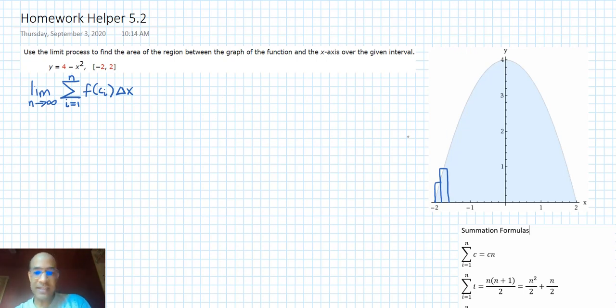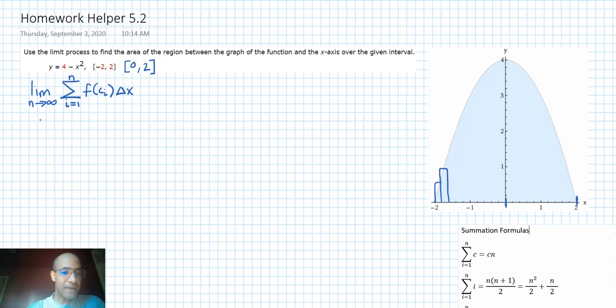I'm actually going to make this process a little bit easier by doing this problem from 0 to 2. Because of the symmetry of this graph, we don't have to go from -2 to 2. We can just go from 0 to 2 to get half of the area of this region, and then multiply that answer by 2. So I'm going to change the interval here to 0 to 2, and in the end, remember to multiply my answer by 2. Okay, here we go.